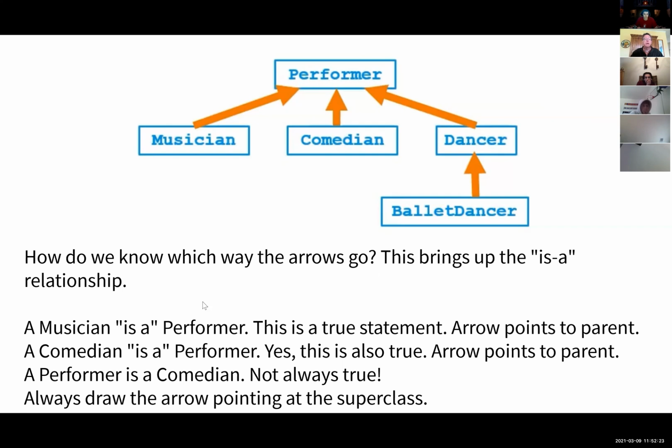So let's look right here. A musician is a performer. That's a true statement, right? So that means a musician is a child of the performer class. And a comedian is a performer. If we're talking about a professional comedian, they're a performer. So again, the arrow points up. Now, if somebody said a performer is a comedian, sure, that's a true statement sometimes, but it's not always true. And it's not true in this organization, right? A performer could be a musician or a dancer or a ballet dancer.